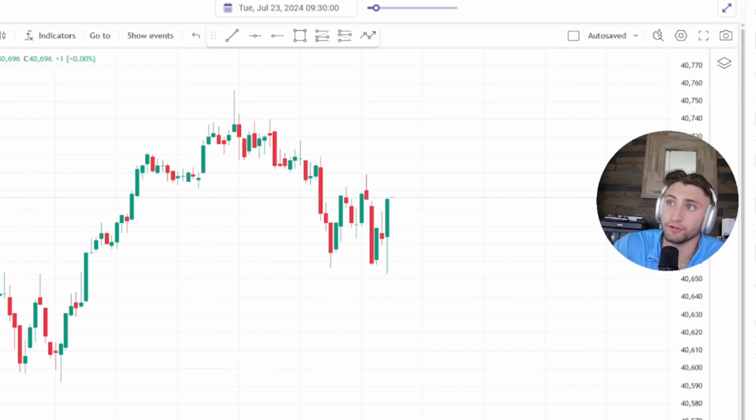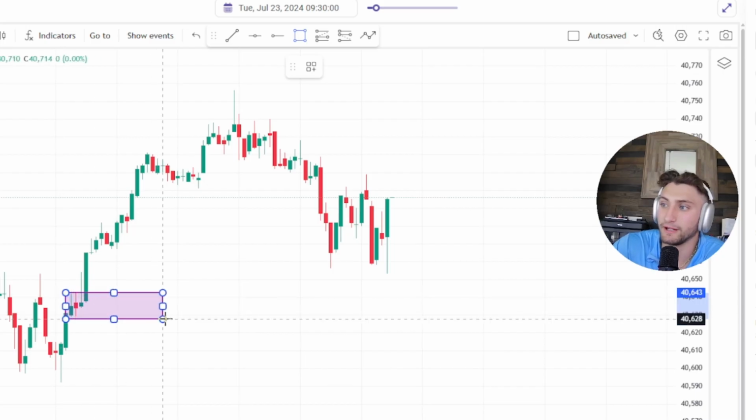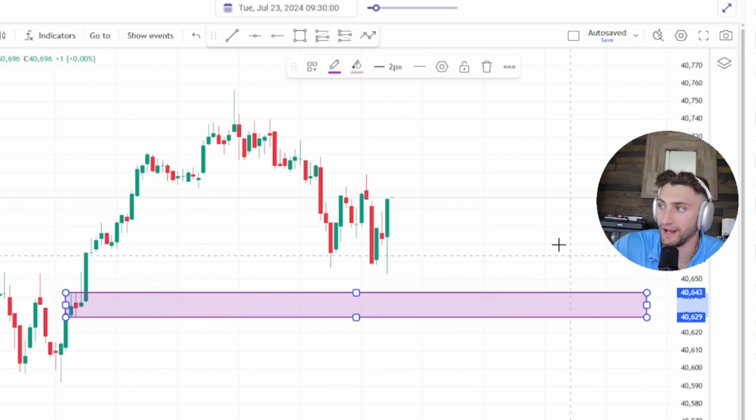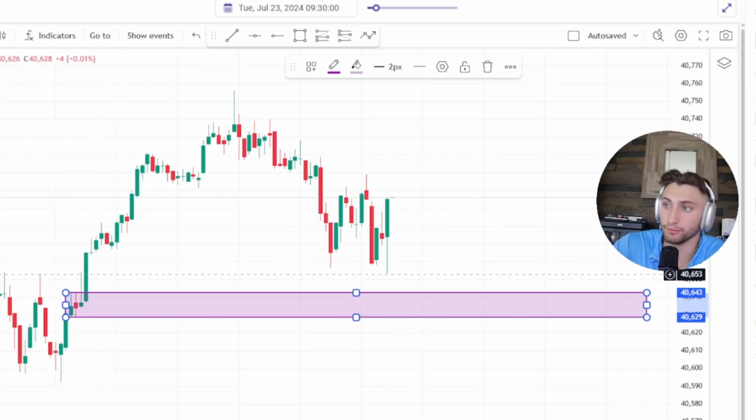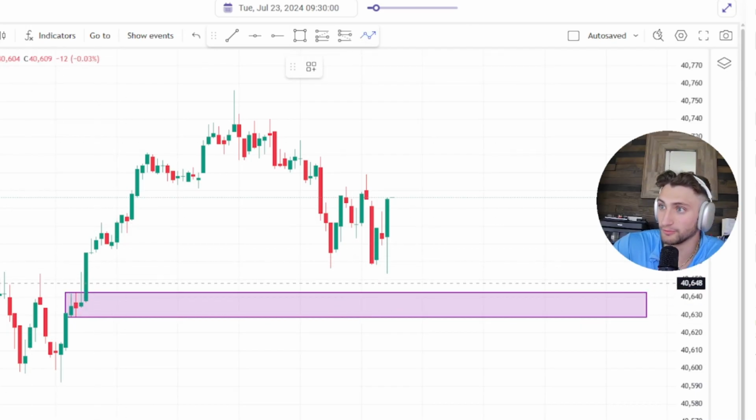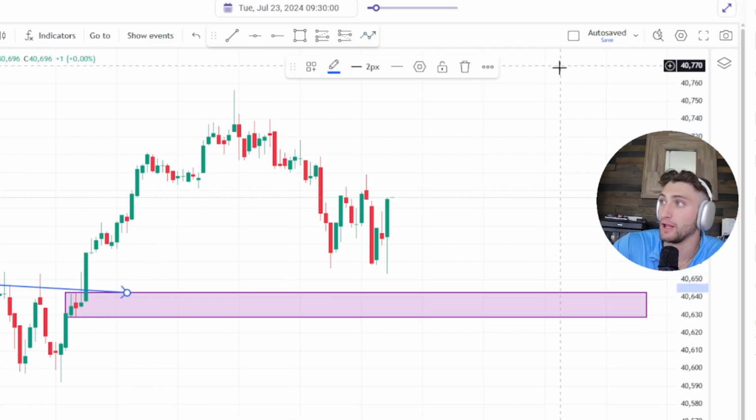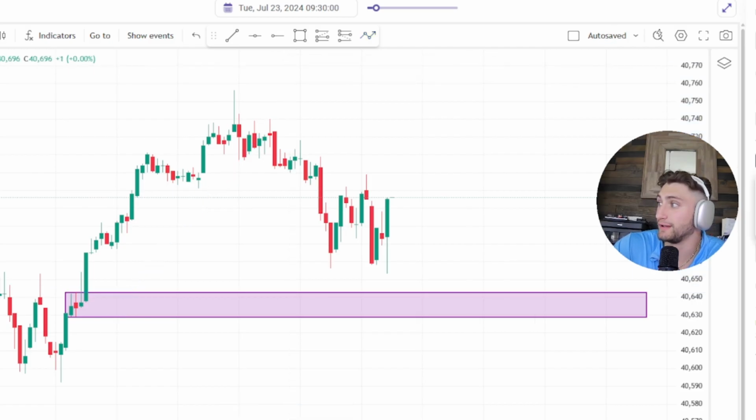This is YM US 30 on the 5-minute chart. We'll go ahead and just mark off an area of demand right here. So we have demand, a nice sell down before a huge buy up that broke structure to the upside in this area right here. So what we will do is we'll set a limit order.